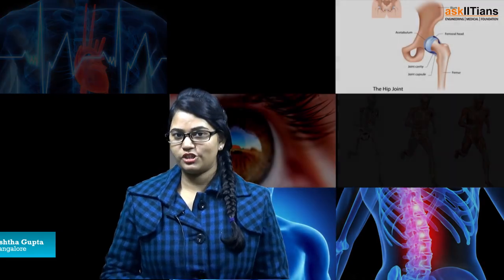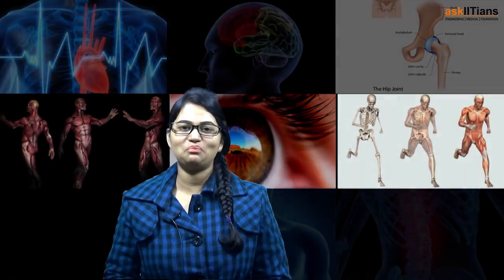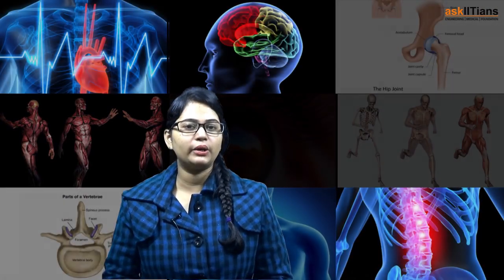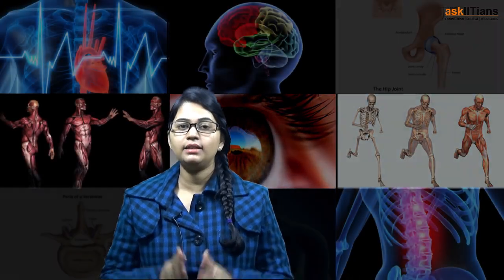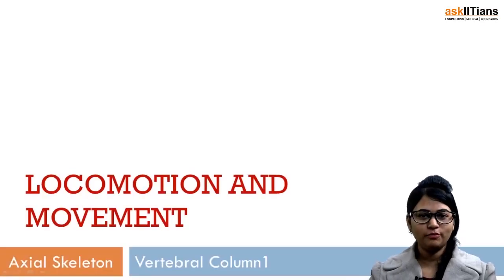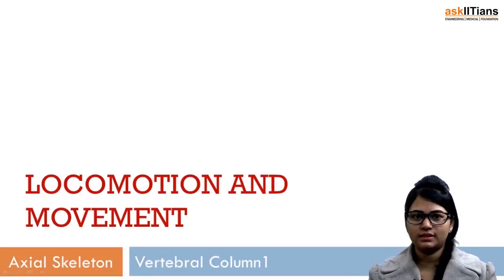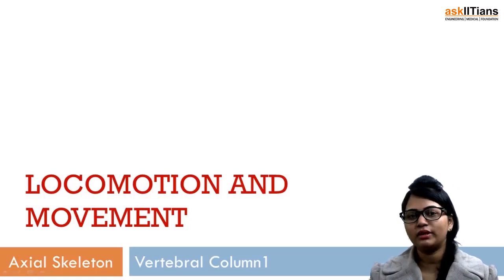Students, this is the 7th part on the chapter Locomotion and Movement. We are undergoing axial skeleton, and under axial skeleton now I will be discussing the vertebral column. This is part 1 on the topic vertebral column. So let's begin with the first part.